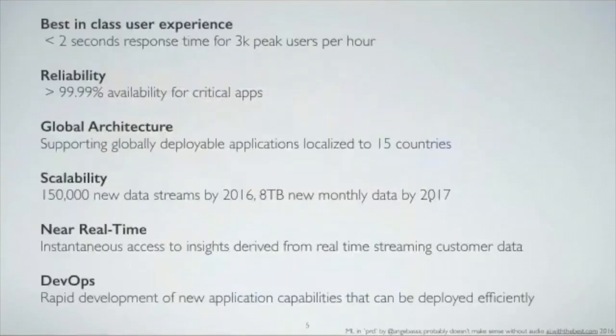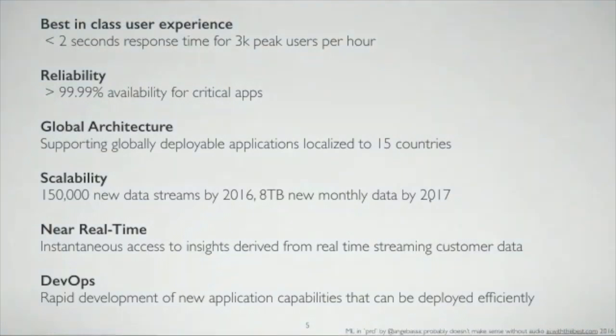So a few stats about Enernoc. We have sub 2-second response time for over 3,000 peak users per hour. When we talk about reliability, we're talking about 99.99% availability for critical apps. These are the apps that don't happen in batch, so that they're available every 24 hours or whatever frequency.